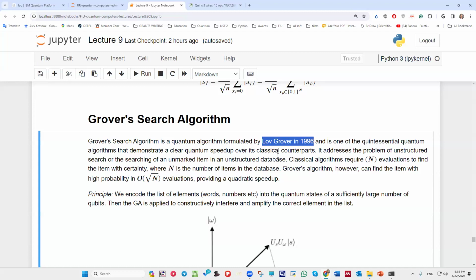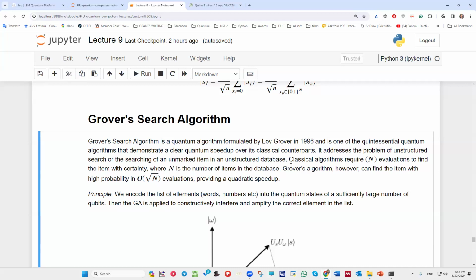Another point is that it makes sense to use Grover's algorithm for a very large number of qubits. I would say today's quantum computers are not sufficiently large in terms of number of qubits to do something practically useful. But still, we are developing toward that point.